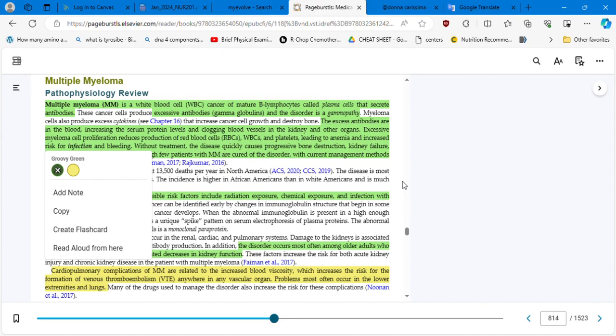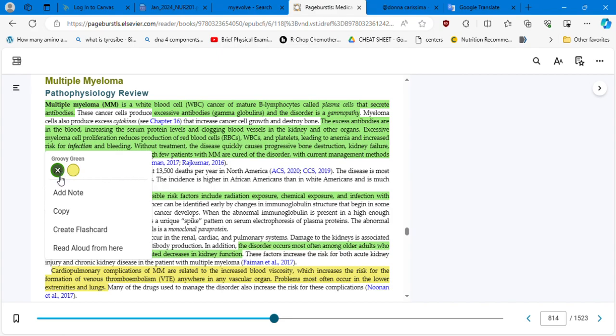Okay, so in multiple myeloma, what I want you to remember is that risk factors for the disease include a diagnosis of monoclonal gammopathy of undetermined significance, which is known as MGUS. When they do the diagnostic studies, if the patient is positive for MGUS, then that's the confirmation for the multiple myeloma. The excess antibodies are in the blood, increasing the serum protein levels and clotting blood vessels in the kidney and other organs.